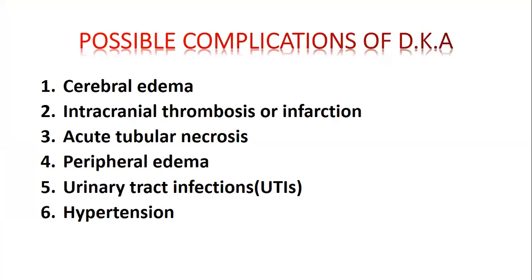We further went ahead to bring out the possible complications of diabetic ketoacidosis. Our first possible complication being cerebral edema, our second being intracranial thrombosis or infarction, acute tubular necrosis, peripheral edema, urinary tract infections, and hypertension. That is where I end with my segment.